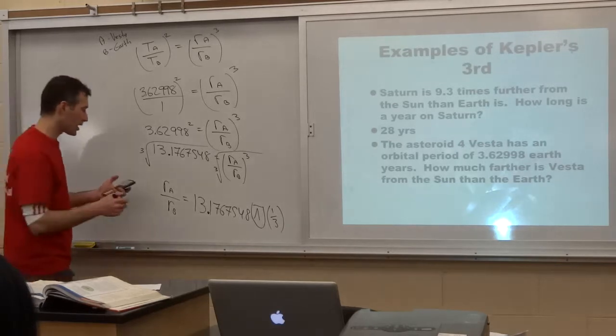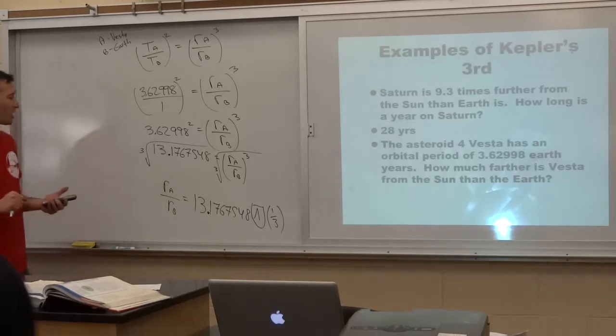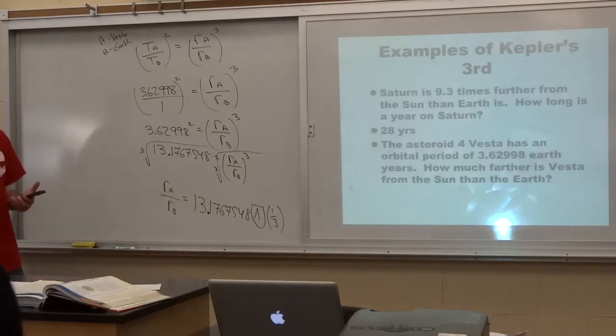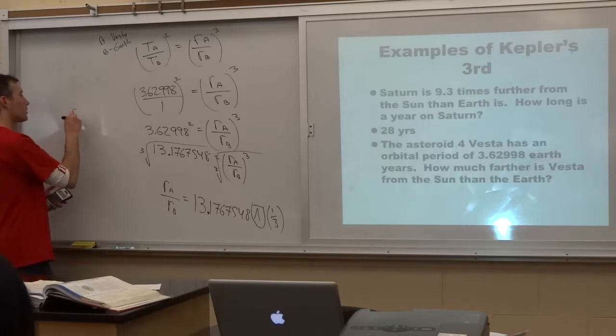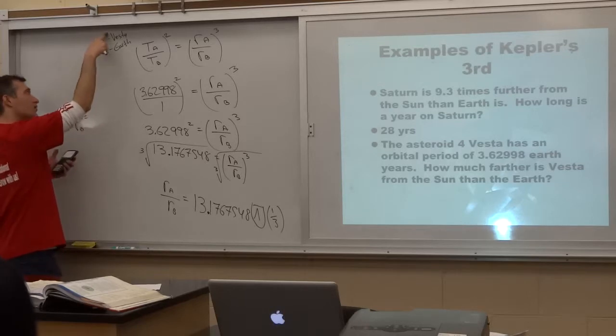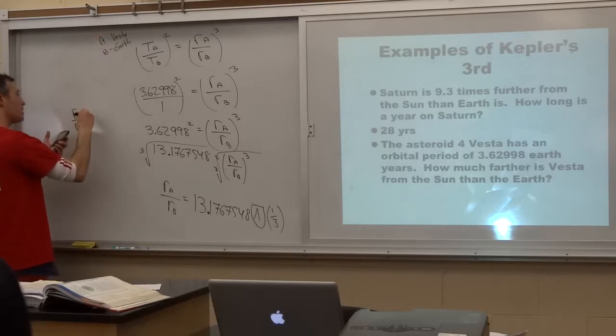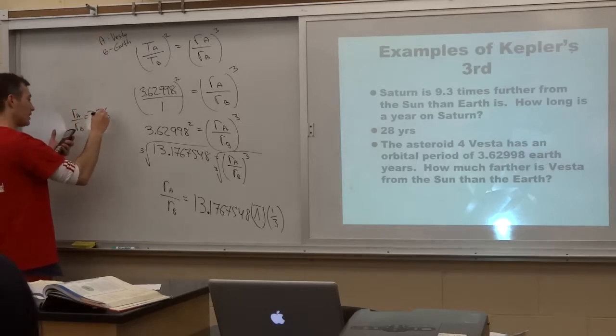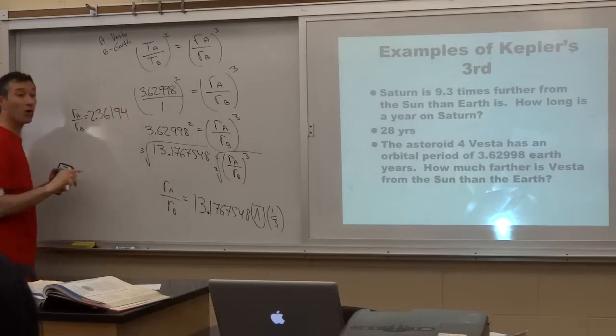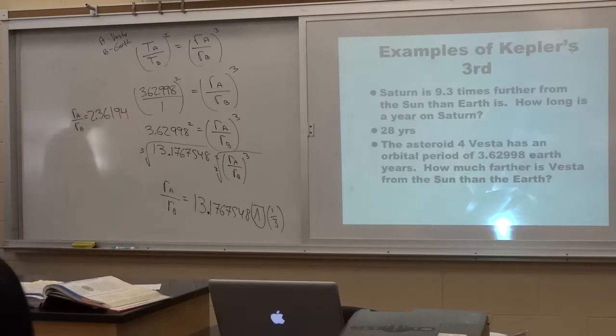And I get something like, wow, I should have 6 significant digits. So the ratio of how far Vesta is from the Sun to how far the Earth is from the Sun is 2.36194. There are no units there. However far we are, Vesta is 2.36 times further away. All right? So those are 2 examples where we're doing square roots for one, cube roots for the other.